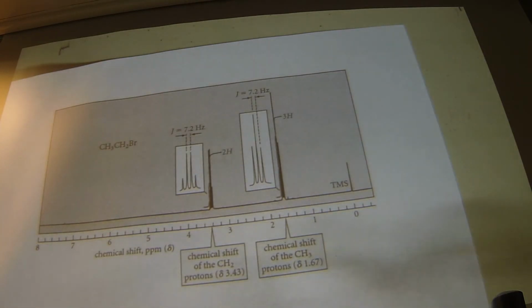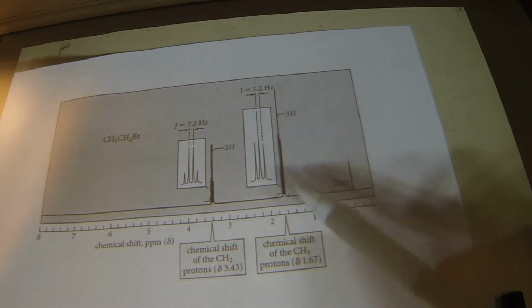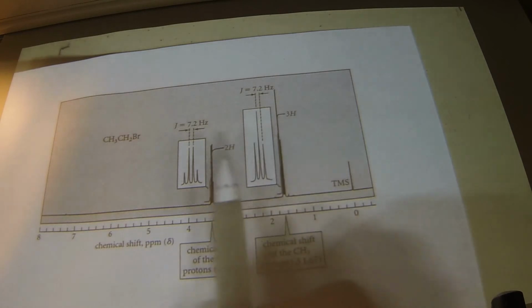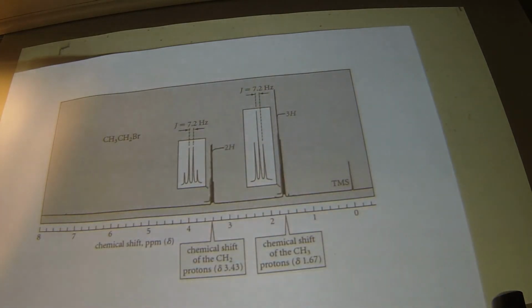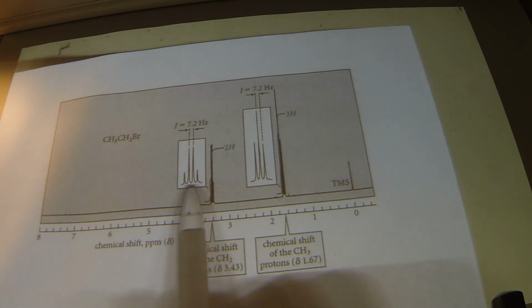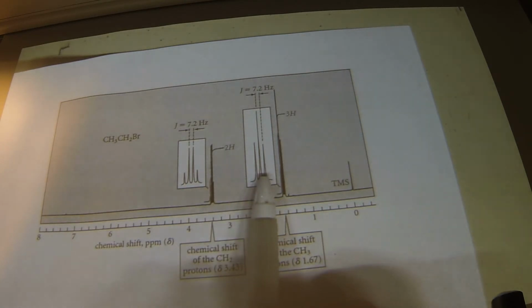The other kind of information you get is from the integral. The integral, remember, gives you the area under the peak, which is proportional to the number of protons. It doesn't give you the absolute number of protons, but it gives you the ratio of protons. So in this case, 2 to 3. That's very useful information. And the third kind of information is this spin-spin splitting business. So you'll notice that here, this is just an enlargement, a quartet and a triplet. That is the n+1 rule.